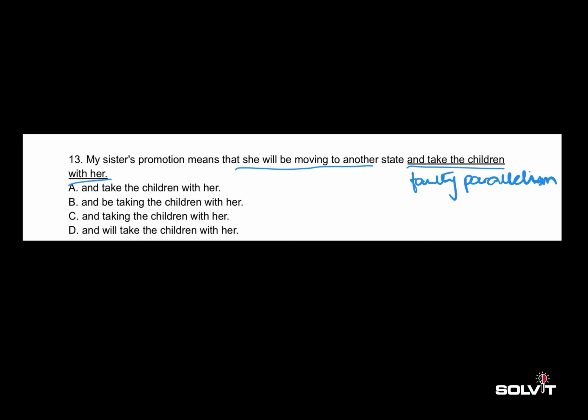So again, both of these phrases are not in the same form, right? So what do we have here? We have faulty parallelism over here. So let's look at the options. Option A is the same as the question, so incorrect.